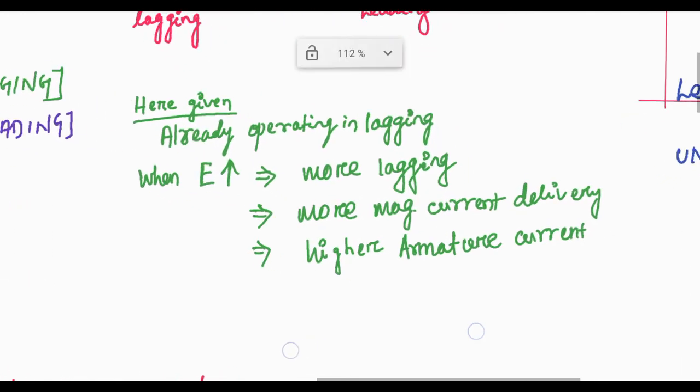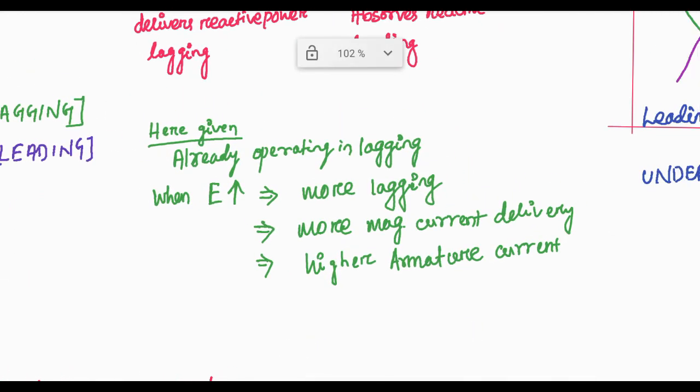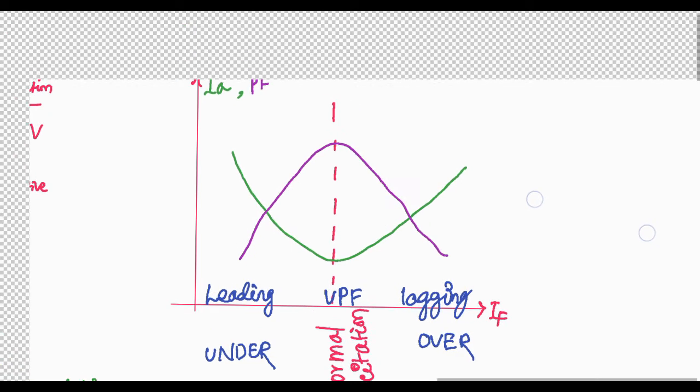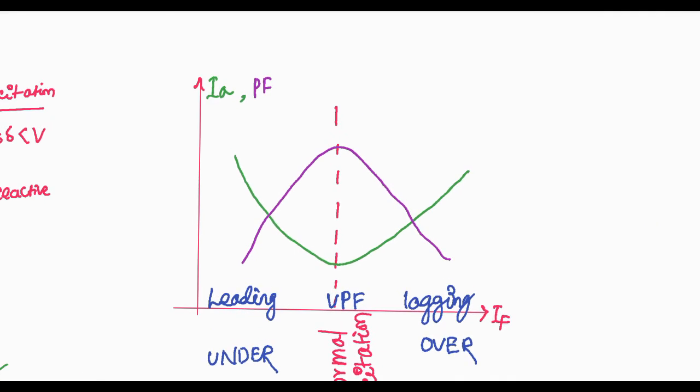So when excitation increases, it will be more lagging and it will deliver more magnetizing current. That means it will draw or generate higher armature current. So this is the V curve and inverted V curve. V curve is generally drawn between the field current and IA, that is armature current, and the inverted V curve is drawn between the field current and the power factor. This thing we have to remember.